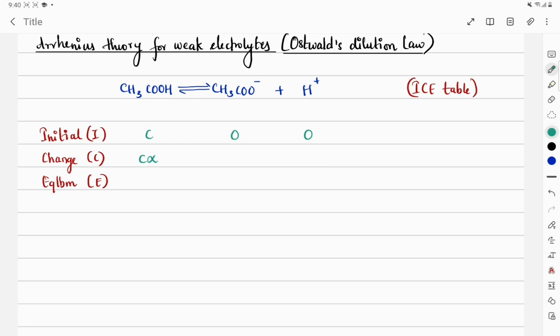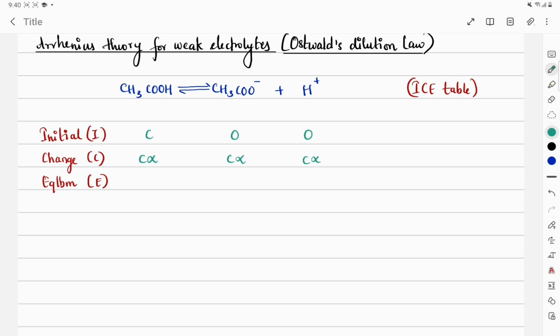Now how much will the acetate anion increase? If 1 mole of acetic acid is used up, we see that 1 mole of acetate anion and 1 mole of H plus is produced. That is as per the stoichiometry of this equation. So if C alpha is being used up, then C alpha of anion and C alpha of cation should be produced. So there is a decrease in concentration of acetic acid by C alpha and an increase in concentration of the two ions by C alpha.